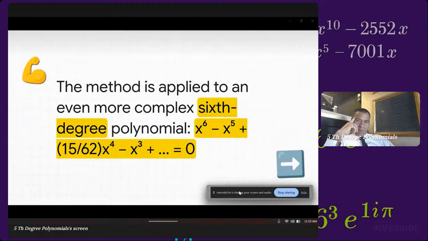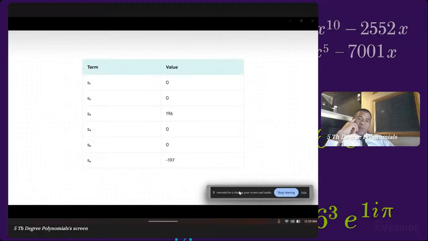But here's the thing. This method isn't just a one-trick pony. To show that it's versatile, the research also applied it to something even crazier, a 6th-degree polynomial. And would you look at that? A completely different equation gives us a totally different pattern. Check out all those zeros. The structure of this new problem generates its own distinct sequence, this time ending with 196 and negative 197. It really shows you each unsolvable equation has its own unique fingerprint.